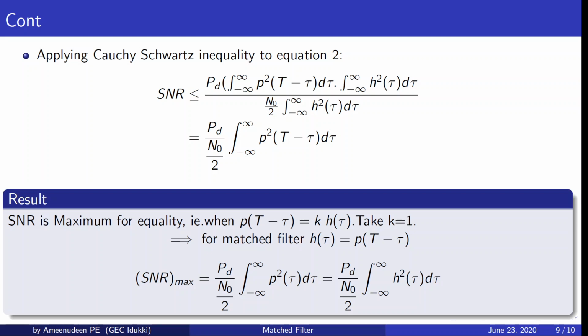So that gives a very important result. A filter that maximizes the output SNR is actually having an impulse response which is matched to the input pulse. So we know that input pulse is p of t. P of capital T minus tau is actually the rotated and shifted pulse, or we can say that this h of tau, that is the impulse response of the filter, should be matched to the input pulse. Okay, at that case we will get the maximum SNR.